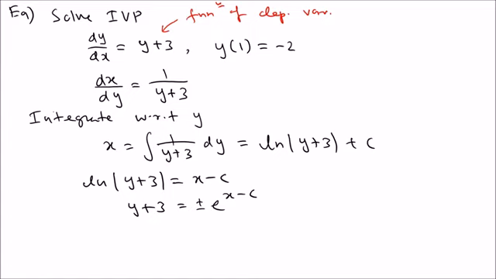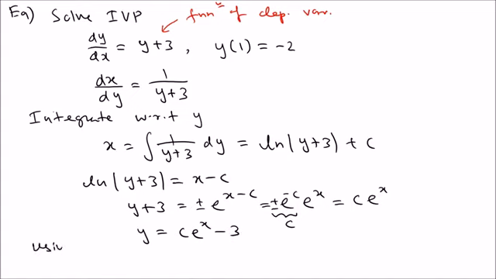So now what we can do is write this one as plus or minus e to the minus c, and then e to the x. I'm going to call this whole thing just C, or some other letter if you want, just what we normally call it by abuse of notation. It's not the same C, but another one. So we can write it like that. In other words, y = Ce^x - 3.